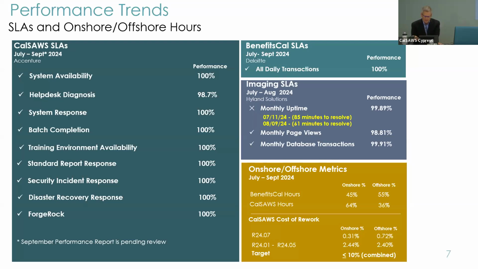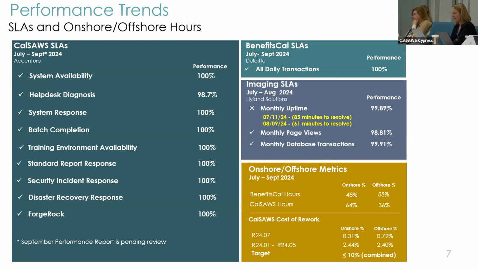From a cost of rework and a quality perspective, we still see outstanding quality as evidenced by the 2407 release, as well as the 2401 through 2405. So well below the 10% threshold. So continuing to produce high quality. Rachel, you'd like to cover the Benefits Cal? Thanks, Arnold, and I will continue with your boredom statement here too.